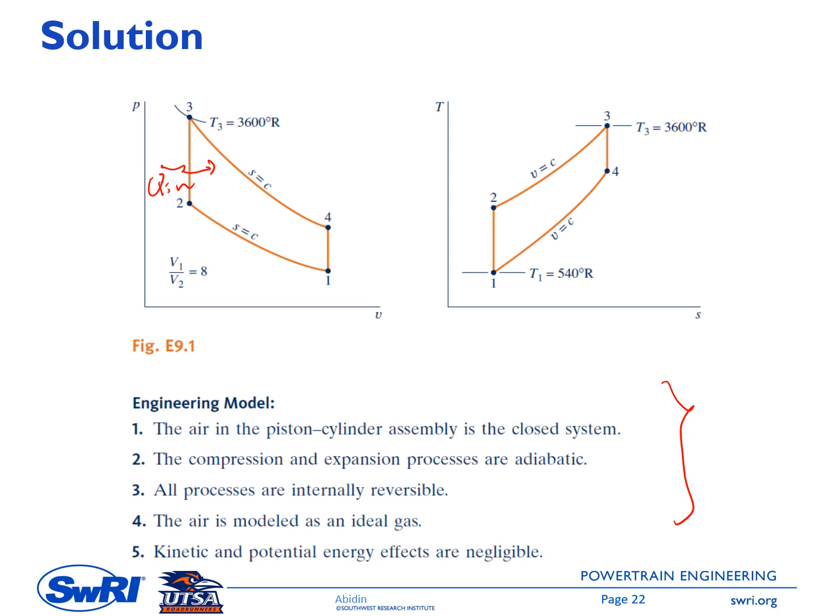So point 1 and 2 are connected by a straight vertical line in the TS diagram, so it means S1 equals S2. Similarly, S3 equals S4. So assumption number 3: all processes are internally reversible, the air is modeled as an ideal gas, and we can ignore the impact of kinetic and potential energy change.